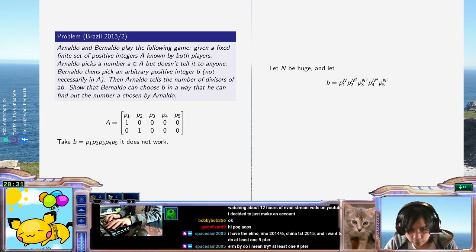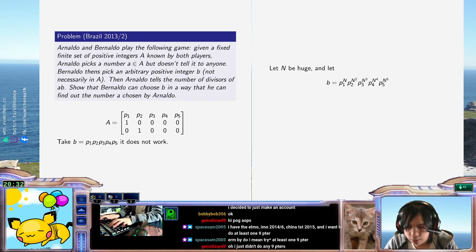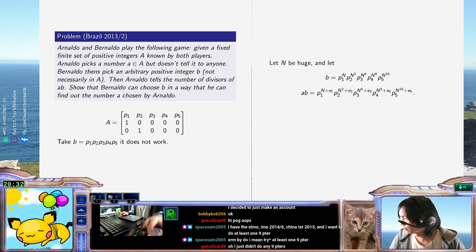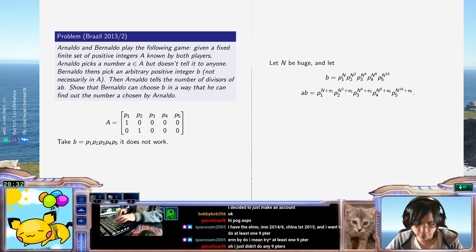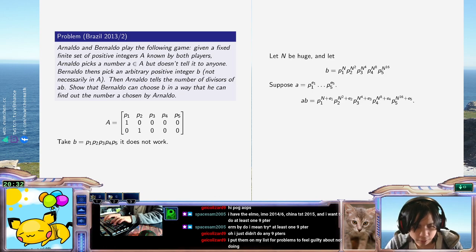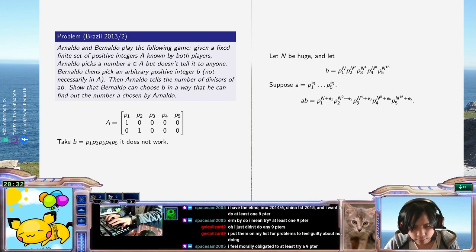n to the 8 plus e4, p5 times n to the 16 plus e5. I think that will work. Because the reason is, I suppose a is p1 to the e1 through p5 to the e5. When I expand this, the number of factors is like n plus e1 plus 1, n plus e2 plus 1, n plus e3 plus 1, n to the 4 plus e4 plus 1. Oh, I'm bad at typing.